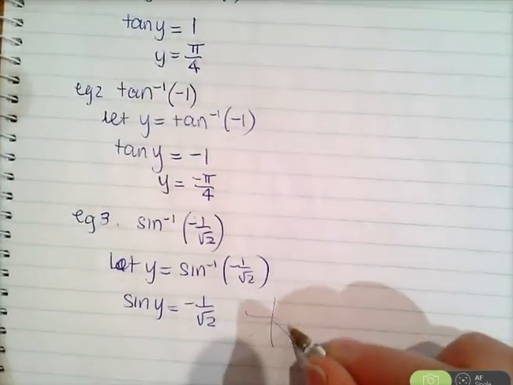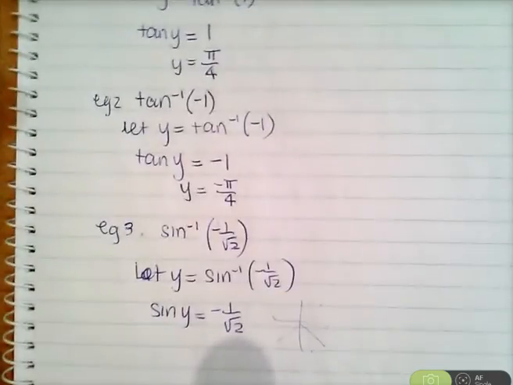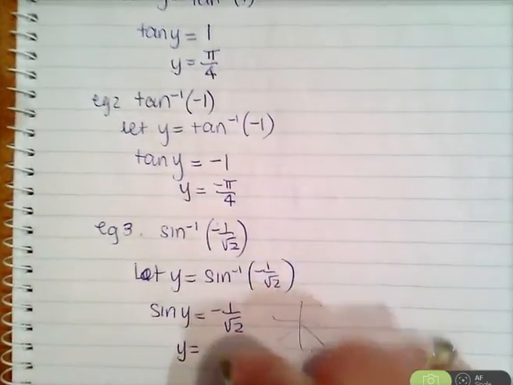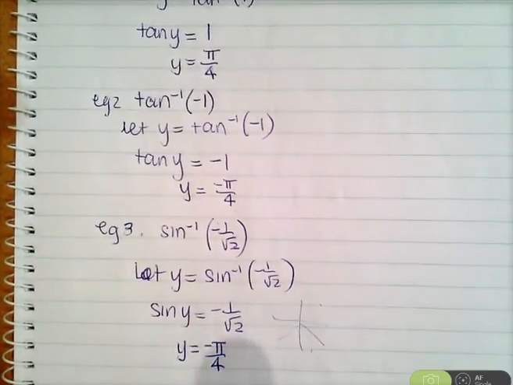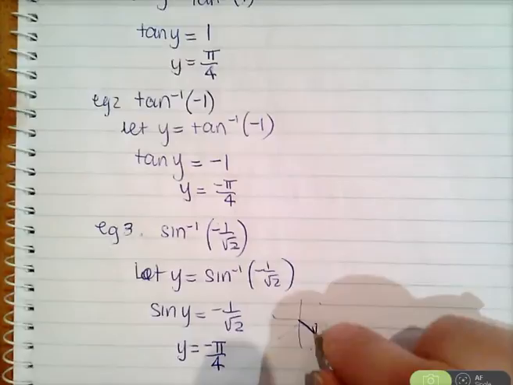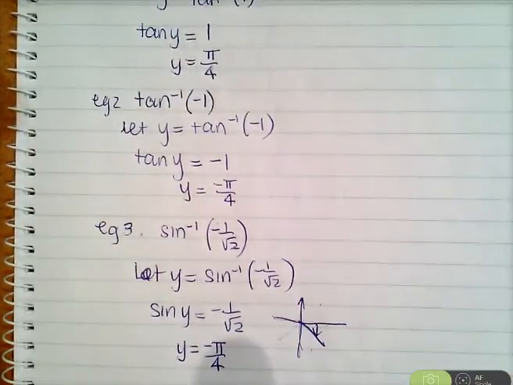So we'll have to fit into the restricted range of negative pi on 2 to pi on 2, which is basically quadrants 1 and 4 here. Our only option is the quadrant 4 result, which is y equals negative pi on 4, which is negative 45 degrees, just here, okay? If they're my axes, okay? All right, looking at another one.